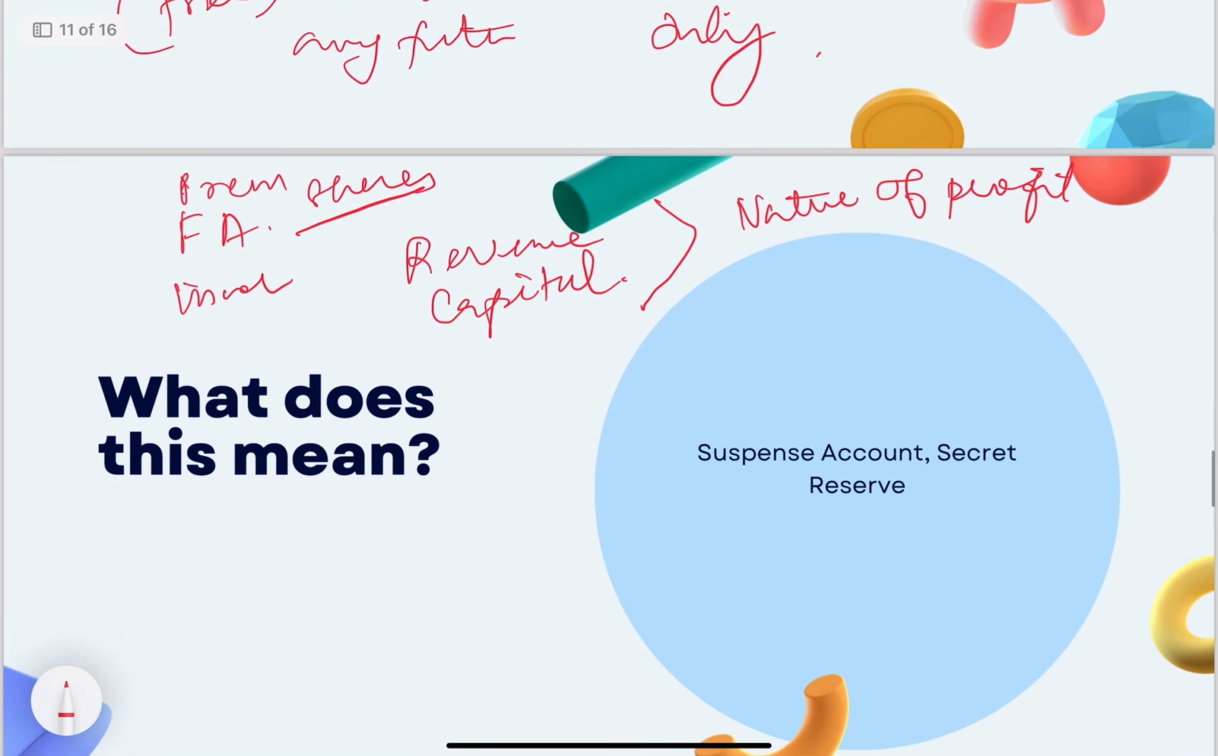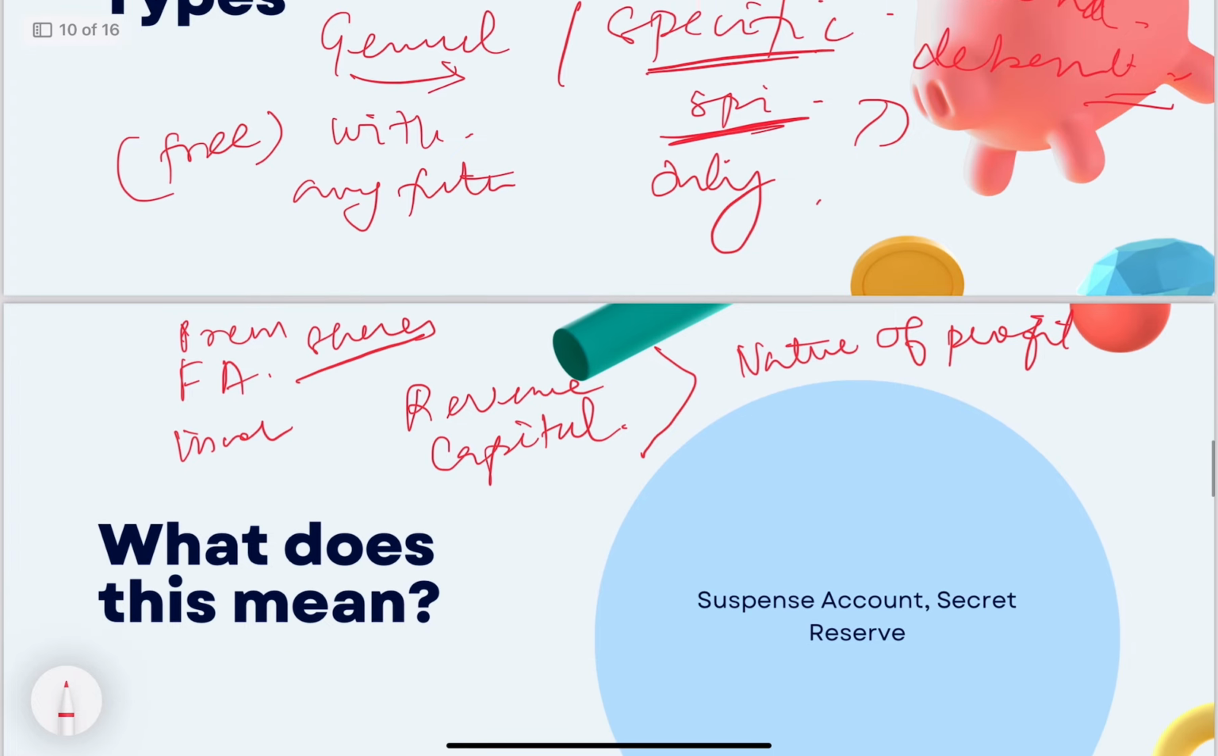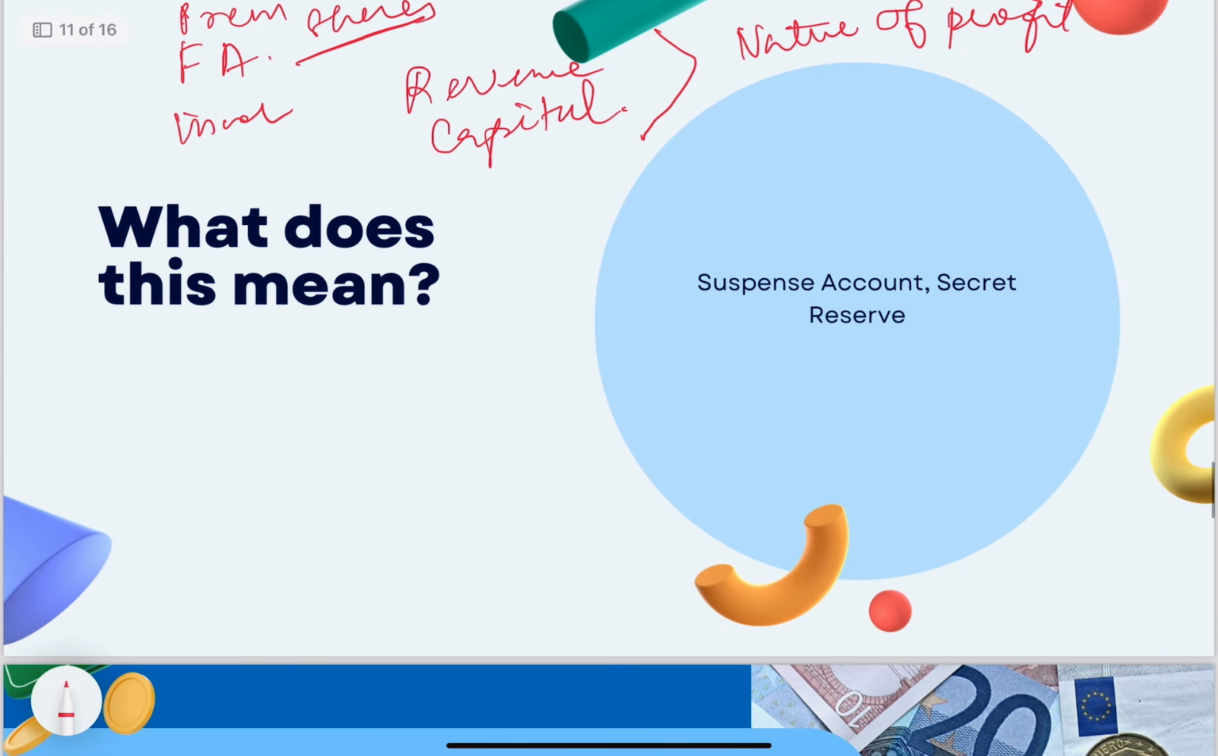And also, if you talk about the usage, a specific reserve can be utilized only for the earmarked purpose, while a general reserve can be utilized for any purpose, including distribution of dividend. This is something very important.